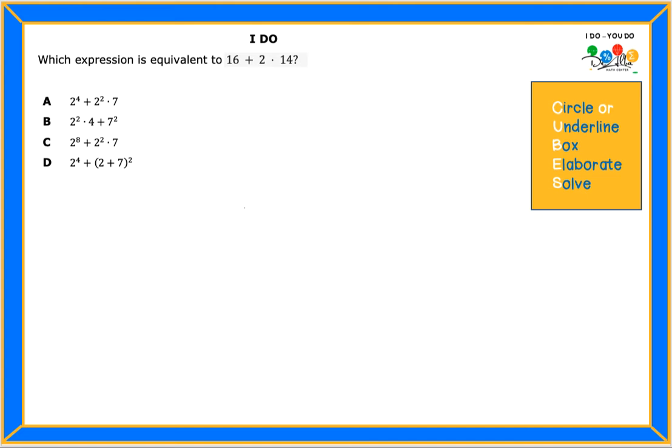Let's read our question. Which expression is equivalent to 16 plus 2 times 14? I see more than one operation here, right? So I underline and I'm gonna box, and it's the same. And then this is the expression. And to elaborate, I'm gonna bring the order of operations anchor chart.